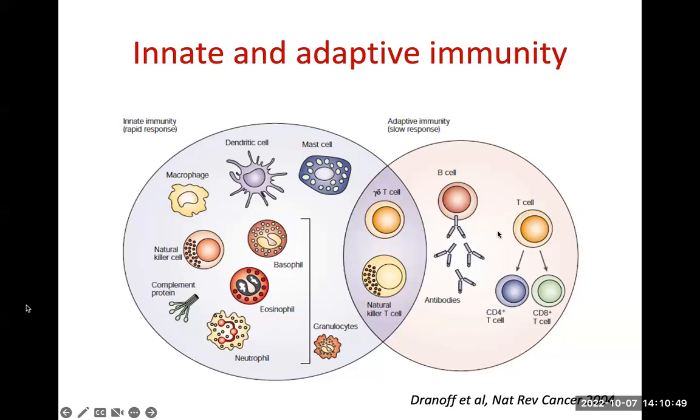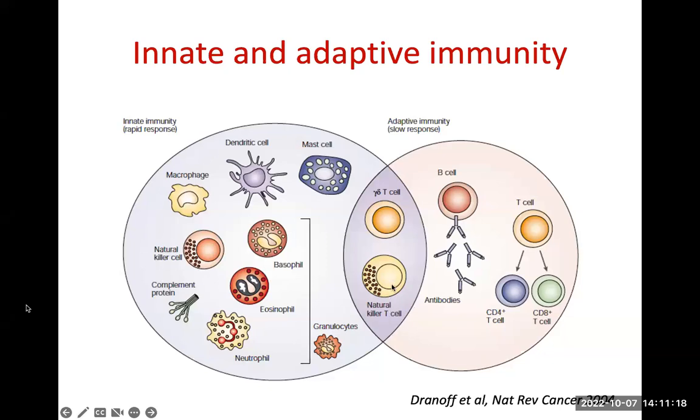And then on the adaptive arm, you have the B cells and T cells. And of course, the B cells can produce antibodies. T cells can be subdivided into CD4 T cells versus CD8 T cells, depending on their function. But the reason why I'm showing this is to show that there's a slight overlap somewhere there, where you have some cells that have features of both adaptive immune cells and innate immune cells. And these are cells like gamma delta T cells and natural killer T cells.